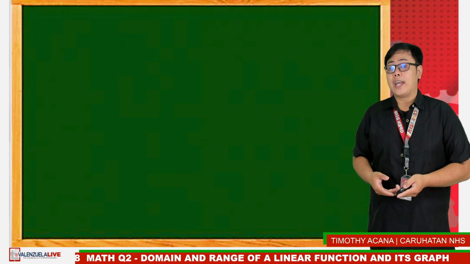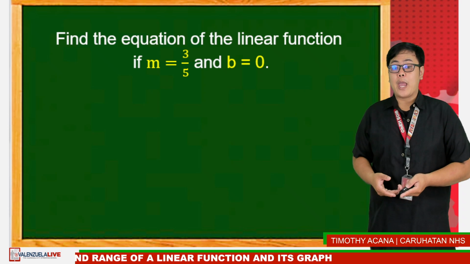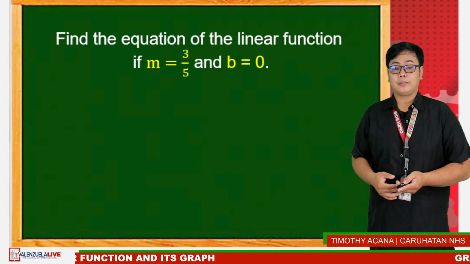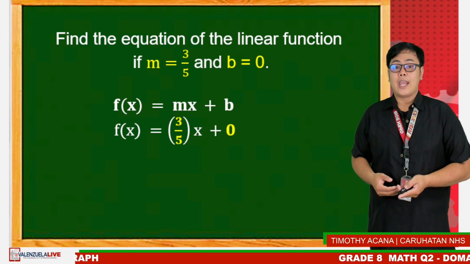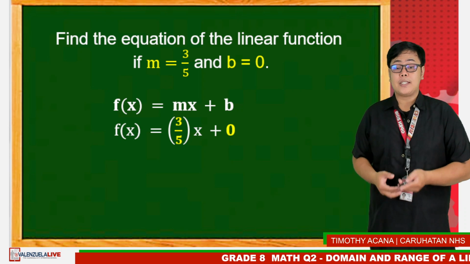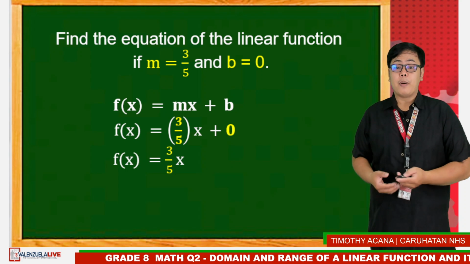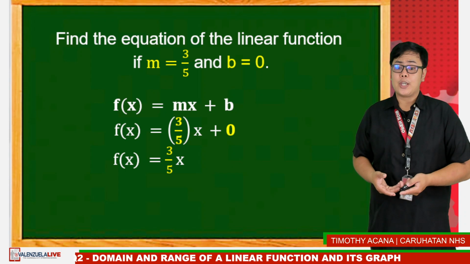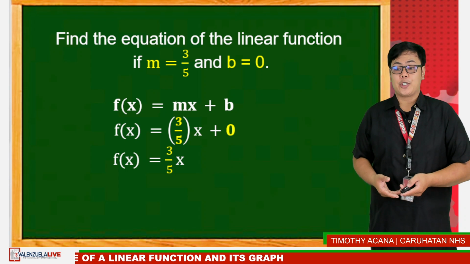Now we are going to find the equation of the linear function if m is equal to 3 over 5 and b is equal to 0. Substituting, we have f(x) = (3/5)x + 0. Simplifying, we have f(x) = 3/5 x. f(x) = 3/5 x is an example of a linear function.